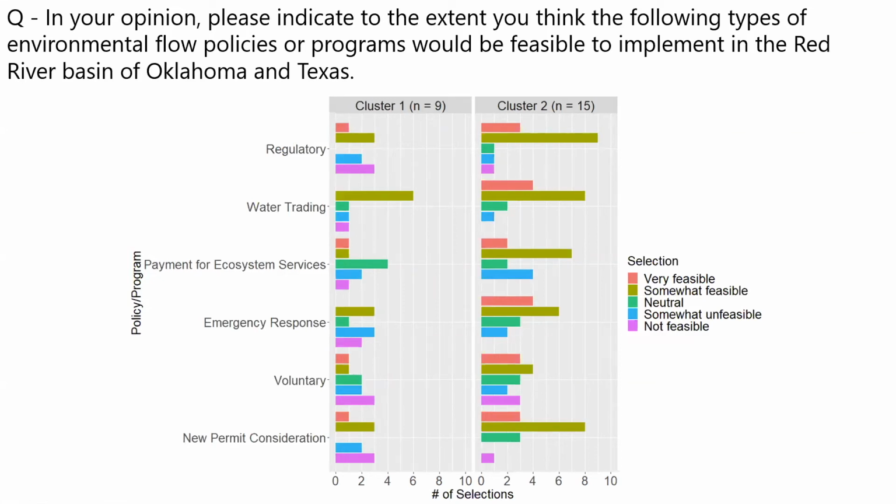Yeah, so the next question asked about what sort of policies or programs might be feasible to implement in terms of environmental flows. So some sort of regulatory method, basically a policy saying you have to release this amount of water. And so we asked about all of these different types of environmental flows or ways to implement them, and the respondents could have selected if they were feasible, somewhat feasible, unfeasible, not feasible. I didn't see any major differences here between the groups, but yeah.